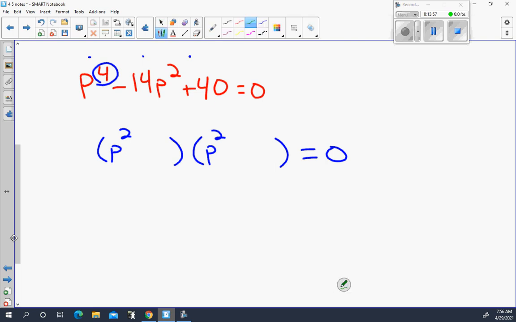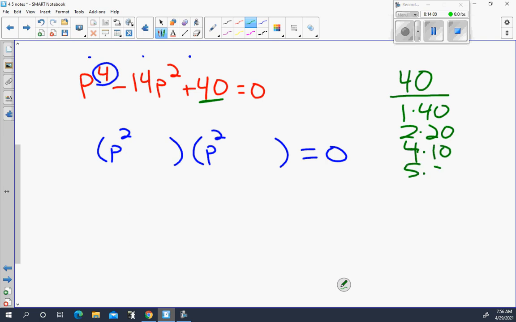Okay, what are the factors of 40? Do the same process. 1 times 40, 2 times 20, 4 times 10, 5 times 8. Which one will give me the 14? 4 and 10. They both have to be negative because we have to get to negative 14.